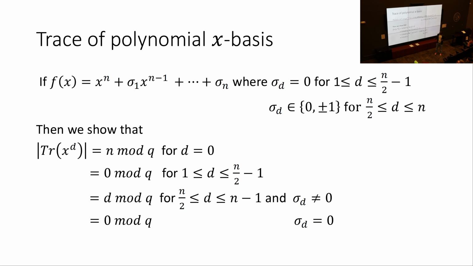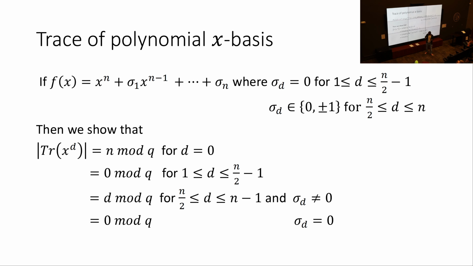Now, if I represent this little f by these symmetric polynomials sigma i, then by definition, since it's sparse and ternary, the first half of the symmetric polynomials are 0, and it's ternary in the second half. This is by definition; I'm not doing anything. If this is the case, then we can explicitly find the trace of the powers of x in absolute value.